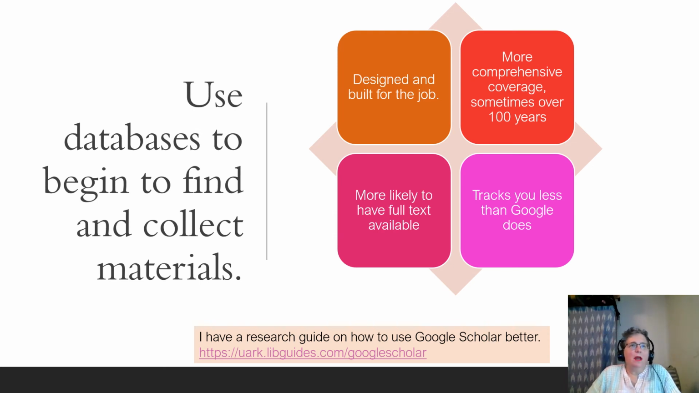So the databases help us find the literature in a particular field or discipline. They are built for the job of looking at the literature. They are more likely to interact with our online resources so that you can get to the full text more readily. There's almost always more comprehensive coverage. Some of it goes back 100 years. And there are other reasons to use the databases.